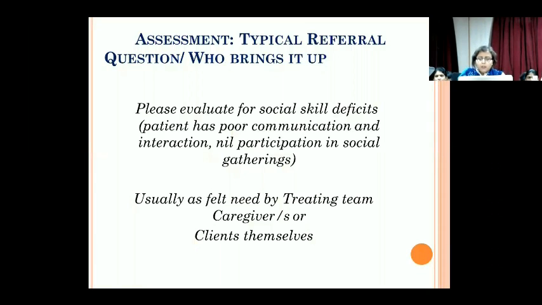So what do we do in rehab settings? How does the assessment come to us, how do the referral questions come to us, what are the typical referral questions we come across in day-to-day practice, and who brings them up? Usually the typical question is: please evaluate for social skill deficits, the patient has poor communication and interaction, there is nil participation in any social gathering. Usually it is a felt need by the treating team, by the caregiver, and sometimes by the clients themselves.